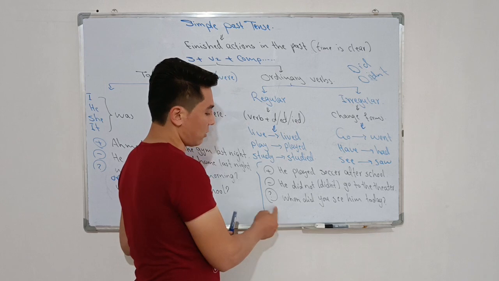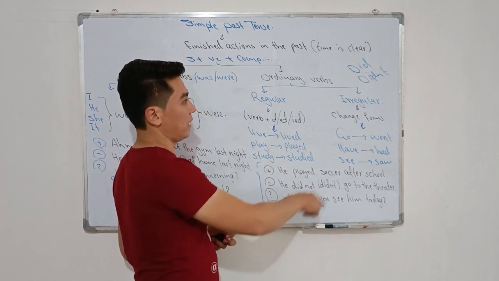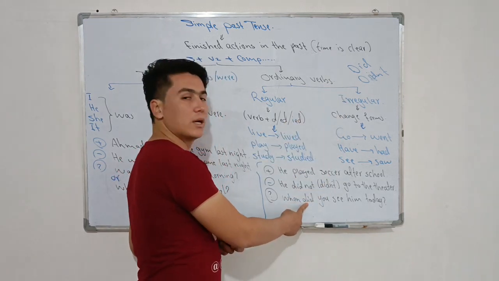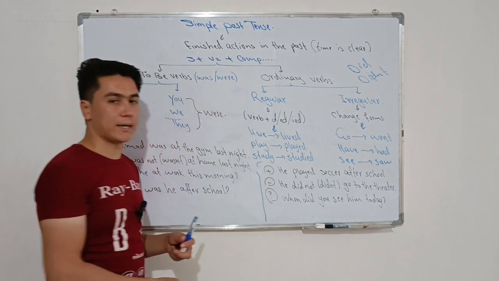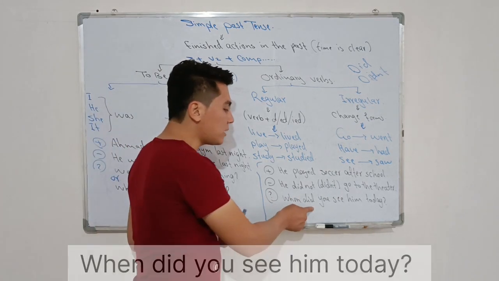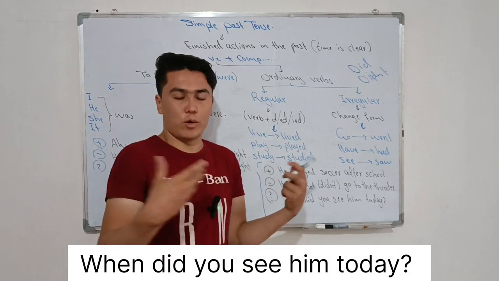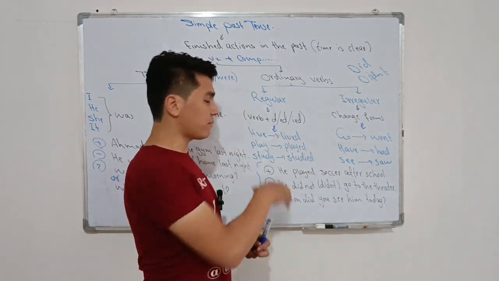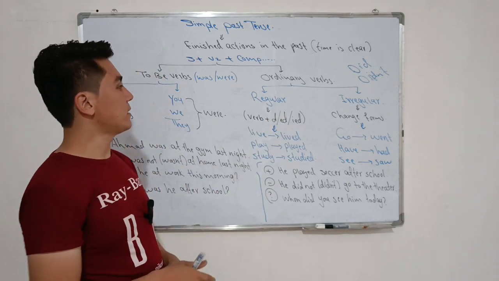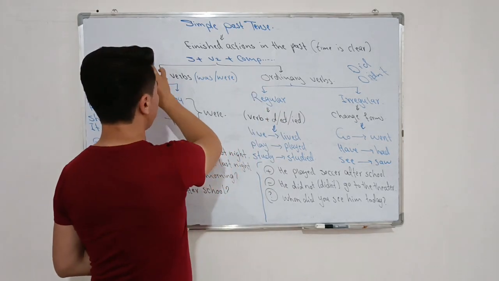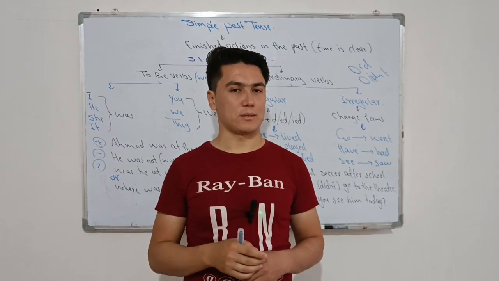And in questions, you can also bring did to the beginning. You can use did to change a sentence to a question form in simple past tense. But we have a question word here as well, so we can say, when did you see him today? It means, when did you see him today? So this is the structure of simple past tense. You can form simple past tense by these two structures that we have, to be verbs and ordinary verbs. And that's all about simple past tense in this video.